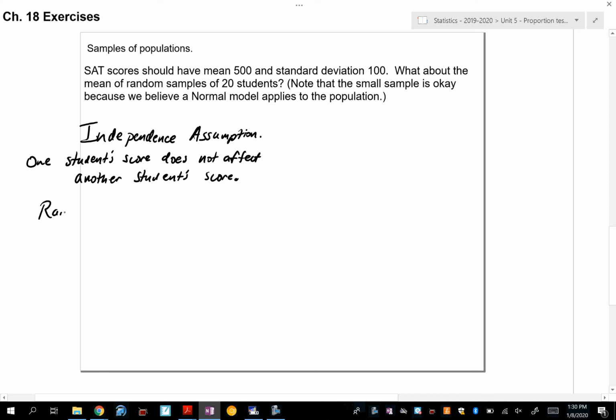Randomization, very good. Someone write that down. Randomization condition. I'm hoping that it says somewhere that this is a random sample of 20 kids. Does it? Yes. So I'm going to write down, this is a random sample of 20 students.